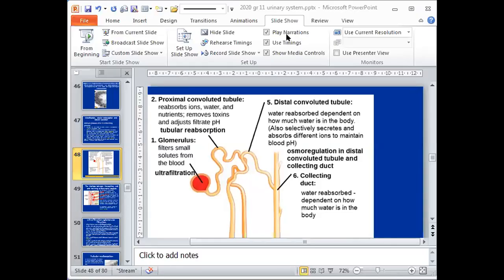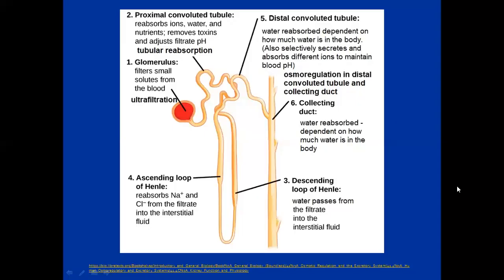Okay, right, so mainly today I'm going to do revision on how the nephron works and how osmoregulation occurs. So just briefly, quickly, the 3 different stages of how a nephron works are ultrafiltration, also known as glomerular filtration, tubular reabsorption, and tubular secretion.